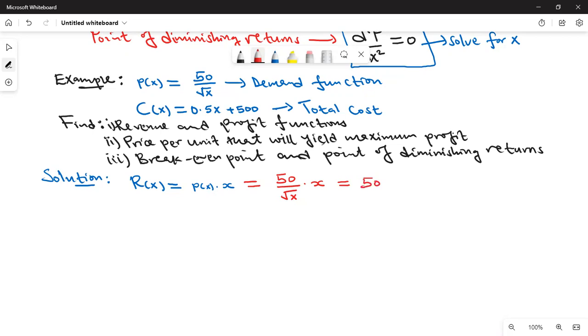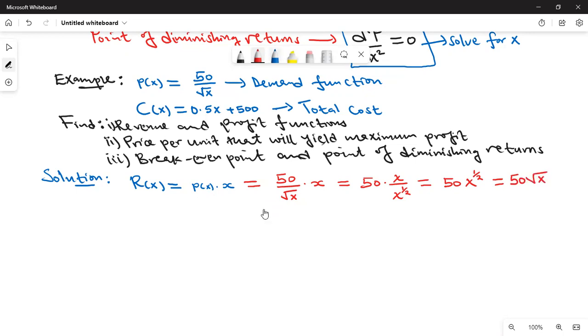Remember, it is 50 times X over root X, with root X being X raised to 1 over 2, of which if I simplify this one, I'm going to get 50 times X raised to 1 over 2, laws of indices. When you're dividing, you need to subtract those powers. Or you can also write this as 50 root X. That is our revenue function. Let me write this as 50 times root X. Our revenue.